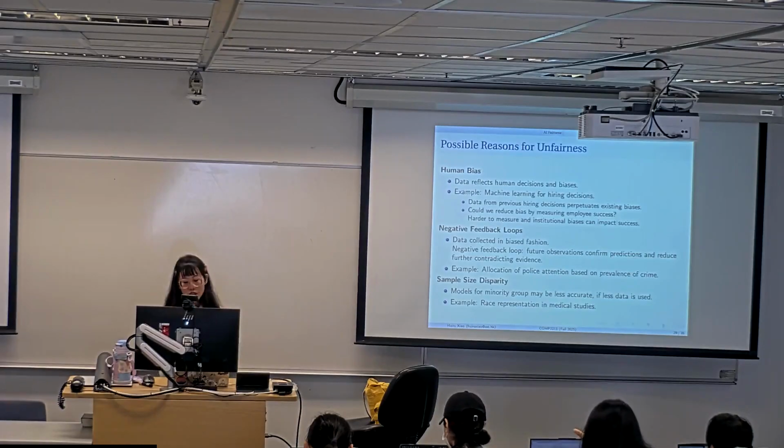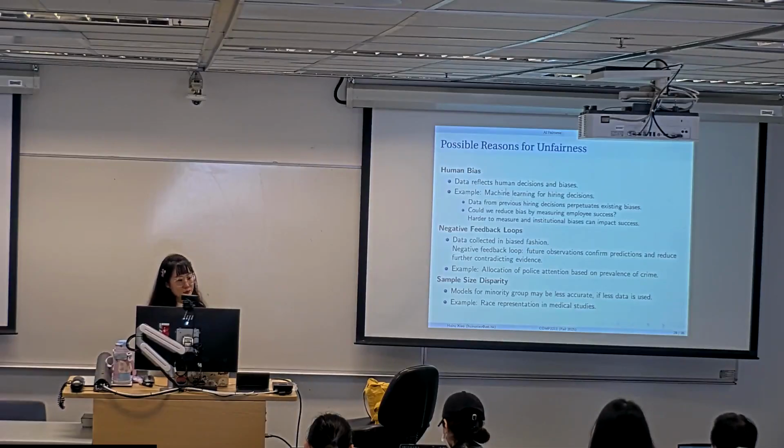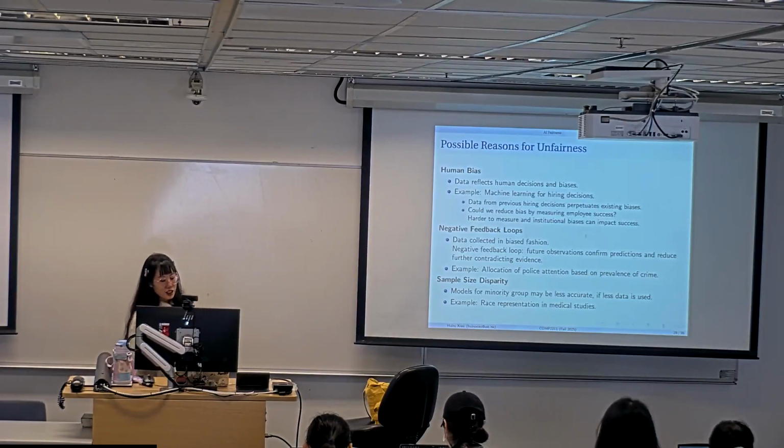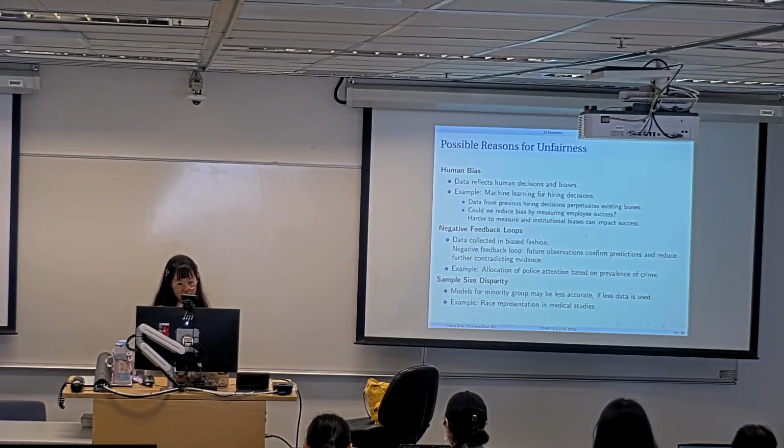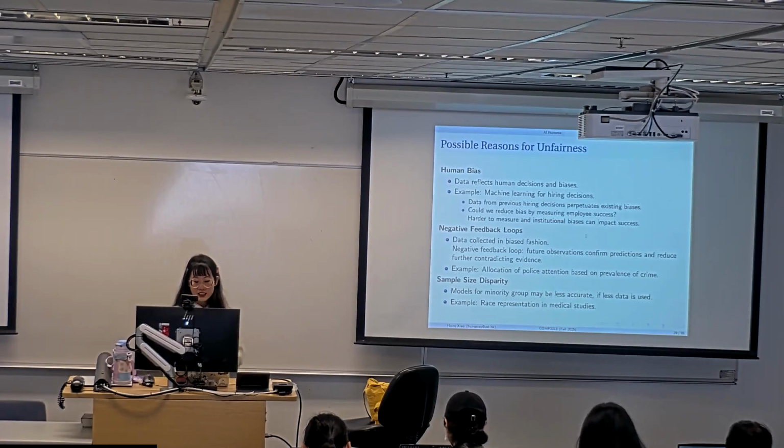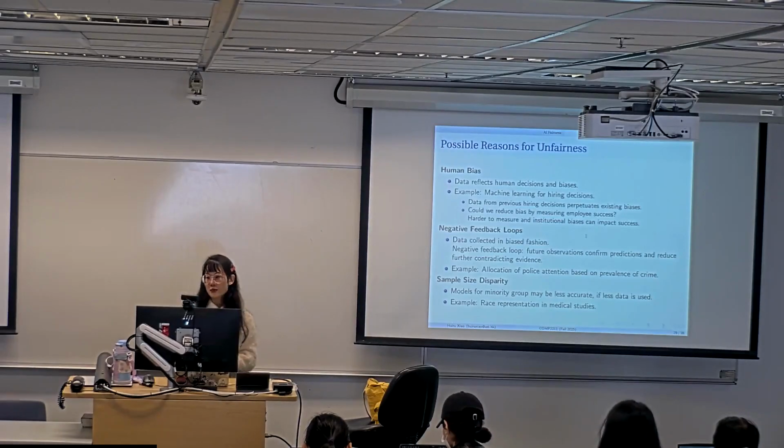And this may all impact success. This bias is already from the human bias. The second source is the so-called negative feedback loops. Now, all these sources, these reasons, actually correlate with each other. The negative feedback loops mean that the data is already collected in a biased fashion, and then future observations will confirm the predictions and reduce further contradicting evidence, which causes such negative feedback loops.